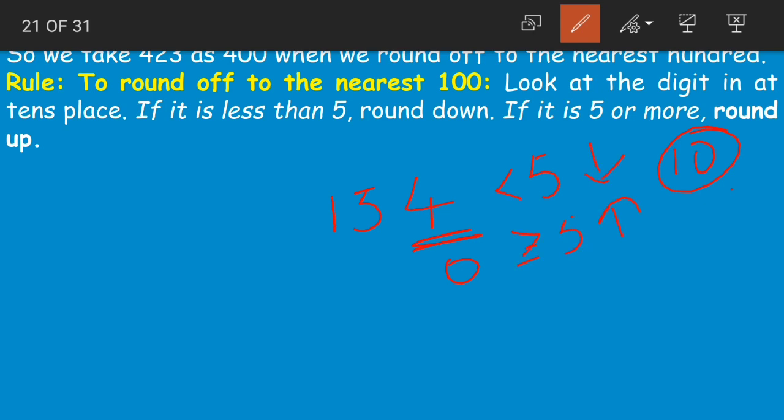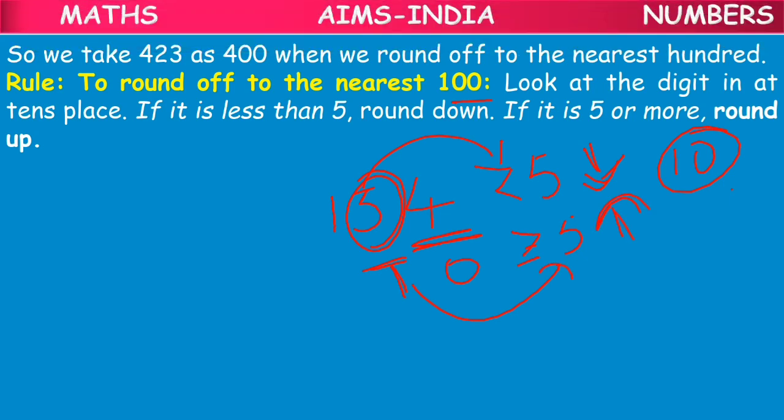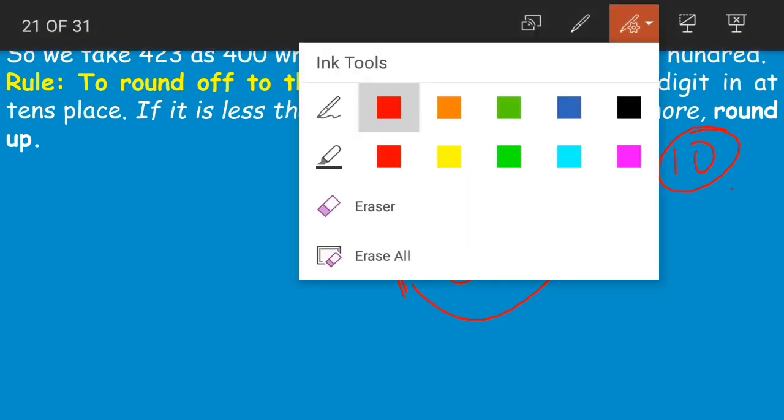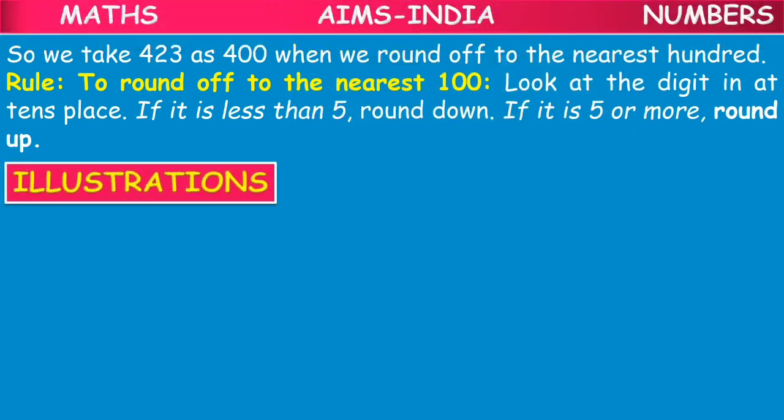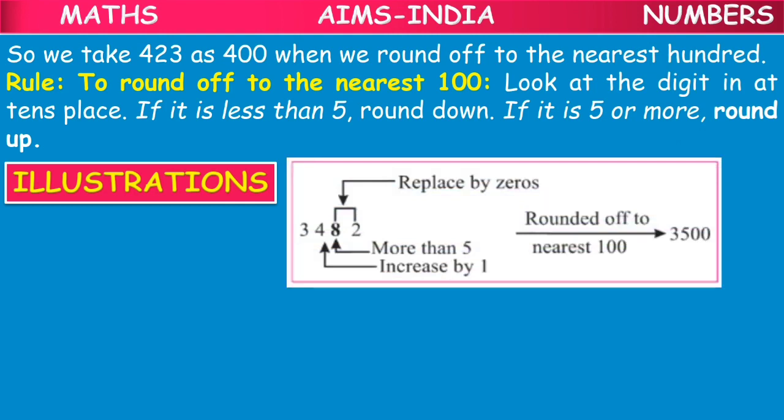In the same way, for the nearest 100, what we should do is look at the number in the tens place. If it is less than 5, round down, and if it is equal to or greater than 5, round up. Clear, students? This is why I was saying that if you understand the concept of rounding off a number to the nearest 10, it will be very easy for you to round off the numbers to the nearest hundreds and thousands. Let us look at an example here.